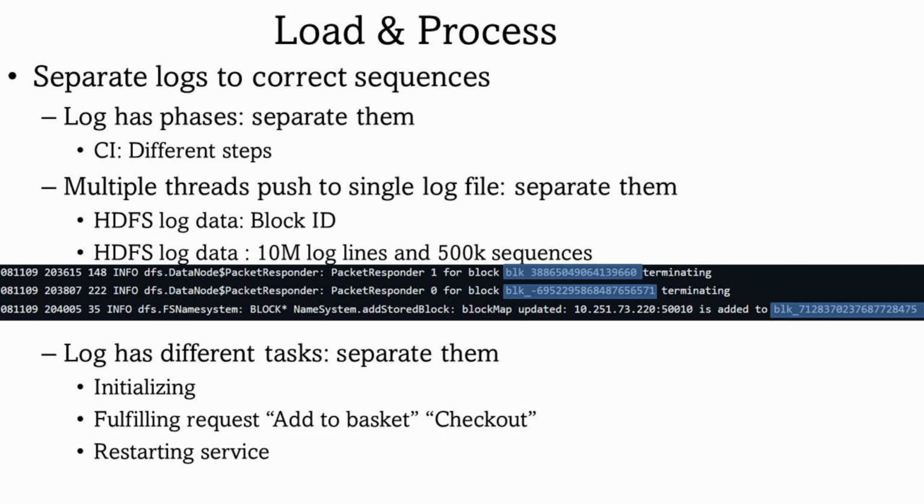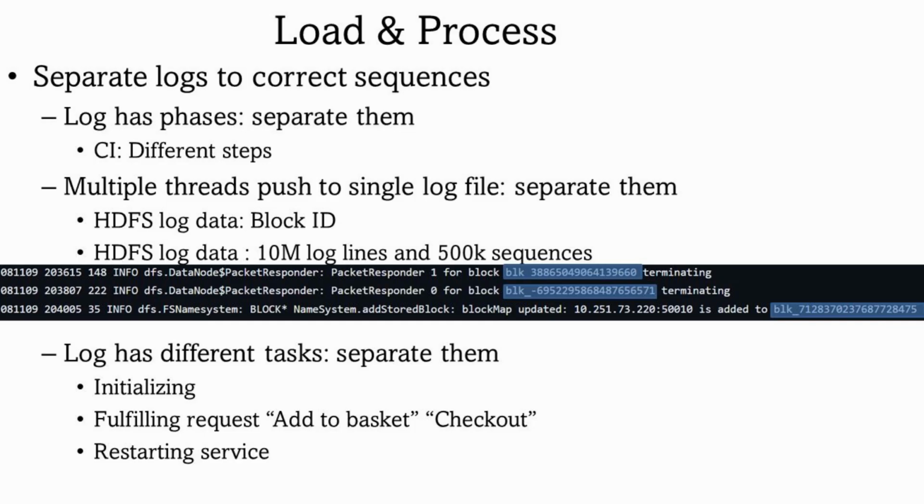Second, if multiple threads push to a single log file, separating logs by their source or purpose is critical. In the case of HDFS log data, each block ID represents a distinct data transfer. In the HDFS dataset, logs consist of 10 million lines, but grouping by block ID reveals roughly 500,000 unique sequences.